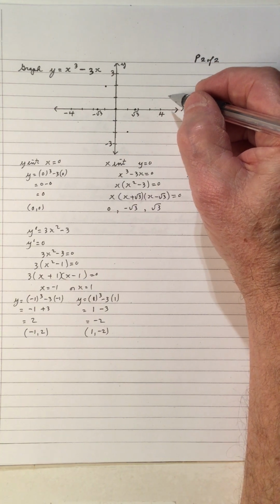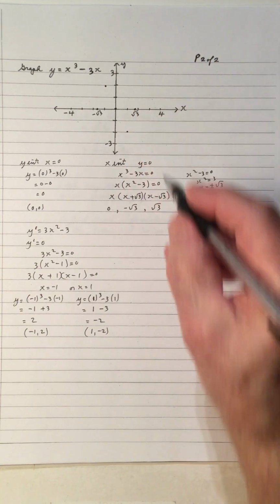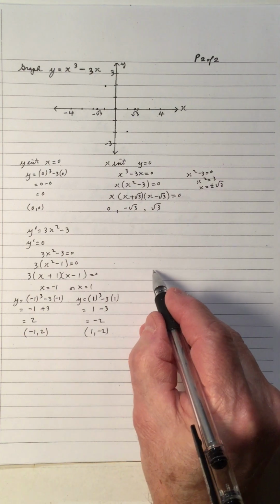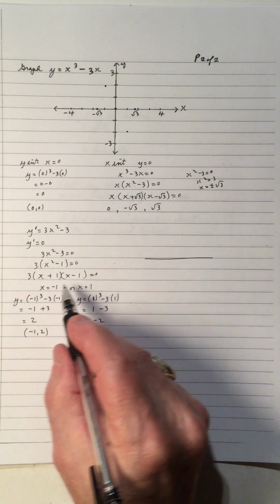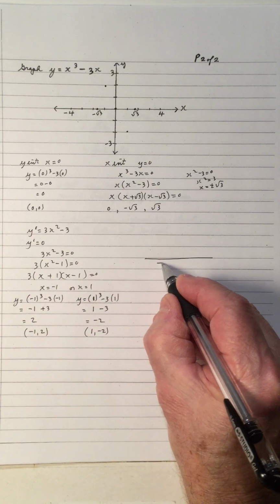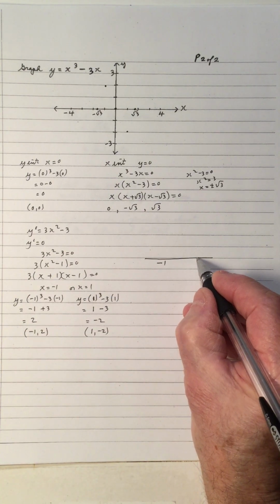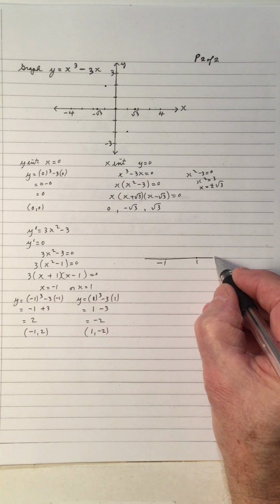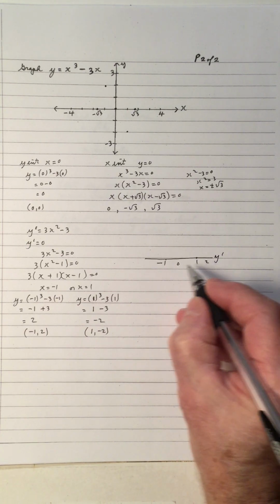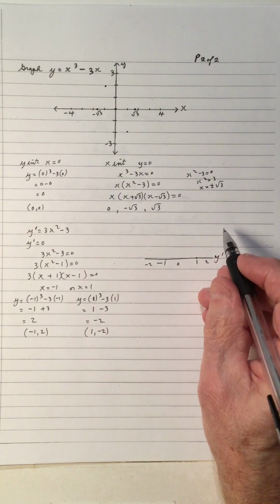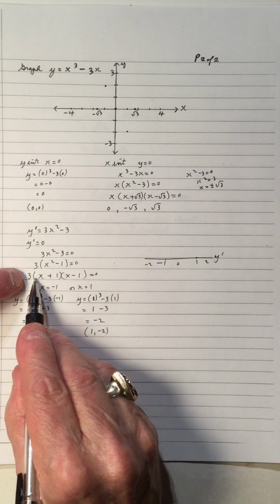So let's see if we look at that. We're looking at the 2 points, negative 1 and 1. It's 0. So we're looking at y prime now. 0 is in the middle, 2 is above, negative 2 is below.